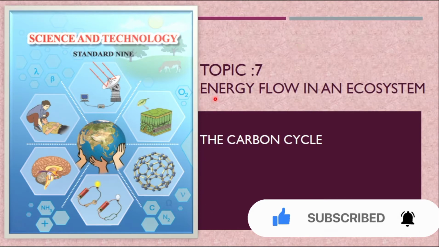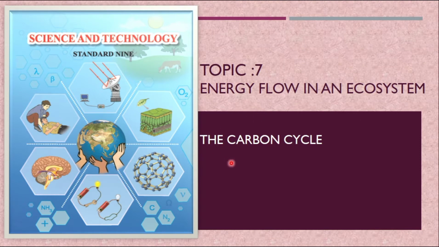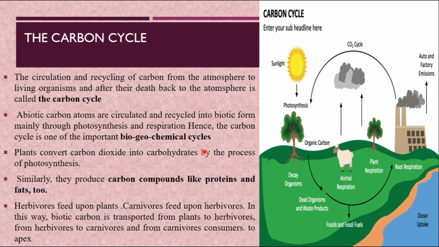Today we will start the next point in topic 7, that's the carbon cycle. I think all of you know something about carbon. It is the circulation and the recycling of carbon from the atmosphere to the living organisms, and after death this carbon is transferred back to the atmosphere. It is called the carbon cycle.